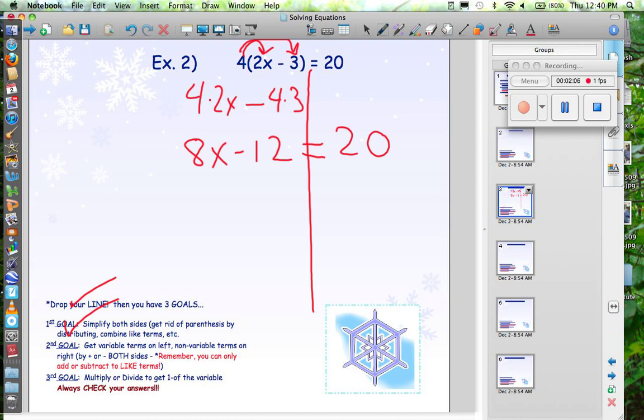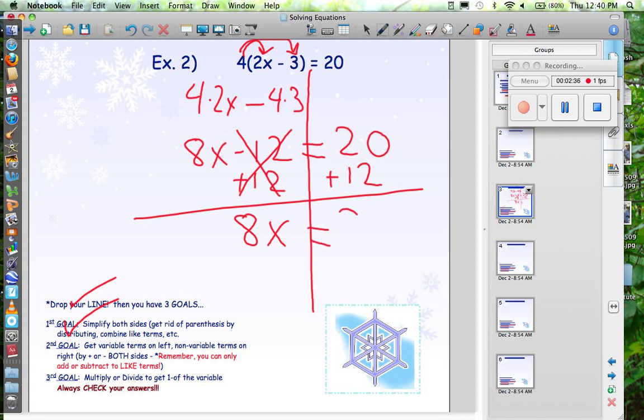I only have one variable term, which is 8x, and that's on the left. Then I need to get the non-variable terms on the right. So this 12, it's a minus 12. I need to add 12, and I have to do it to both sides. Okay? So see my drop my line? I can tell that I did it once on the left and I did it once on the right. I added 12 so that that became a 0 pair. It canceled out.